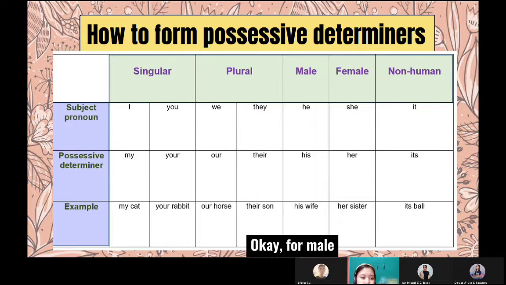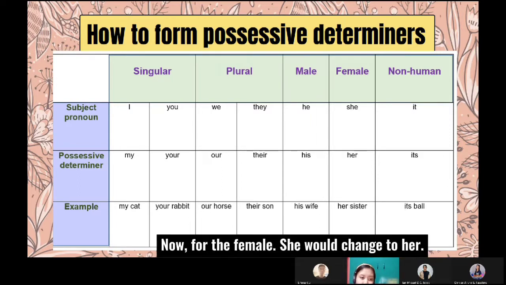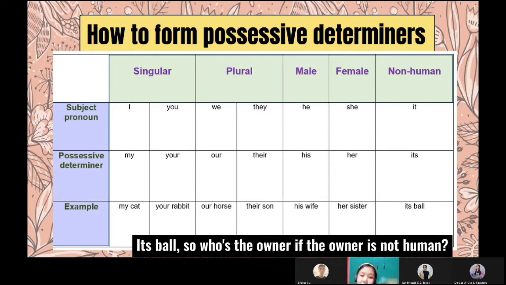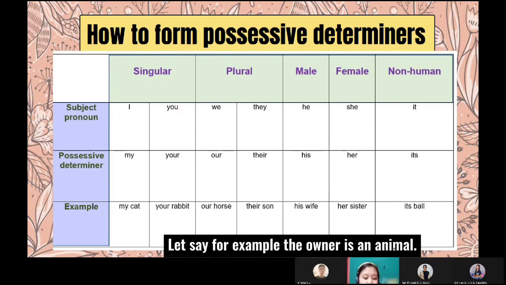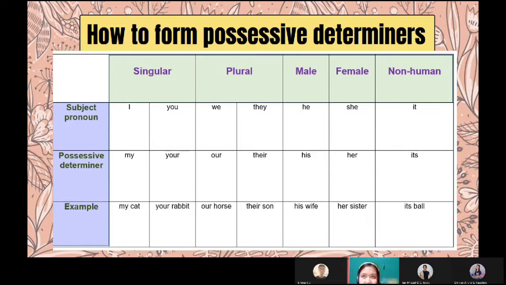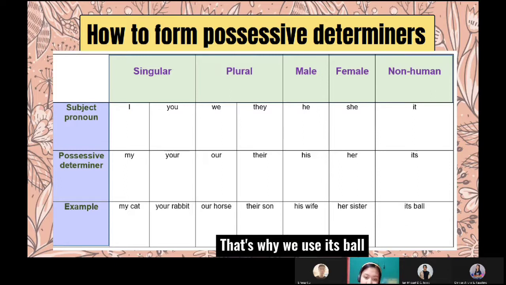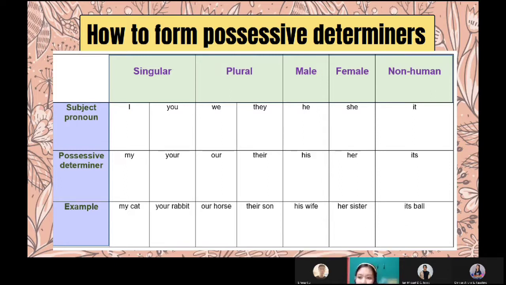Okay, for male, he would turn to his. Example, his wife. Now for the female, she would change to her. Example, her sister. Now we also have for non-human. It would turn to its ball. Now its ball. So who's the owner? If the owner is not human, then let's say for example the owner of the ball is an animal. Your pet dog, maybe. So the ball is the toy of your pet dog. That's why we use its ball. Okay.